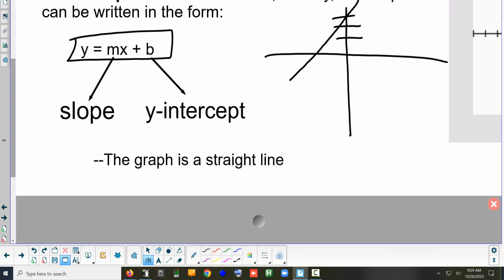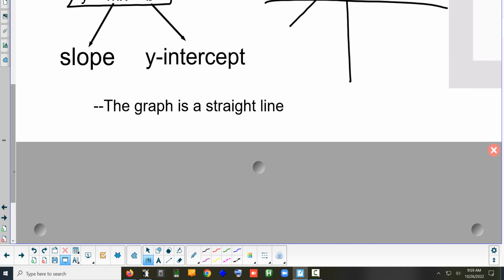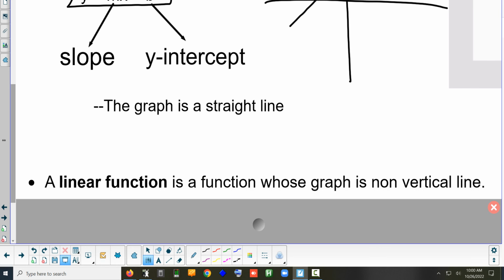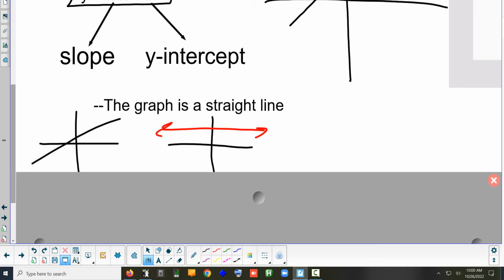Okay, so this graph is a straight line. So on your guided notes, you've got a hyphen right below the 2 arrows that come down. Go ahead and put this graph is a straight line. So we can have lots of graphs that are straight lines that are functions. If you had a line like that, it's a function. If you had a line like that, that's a function.